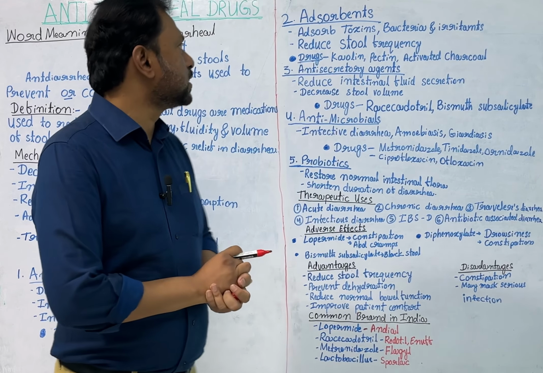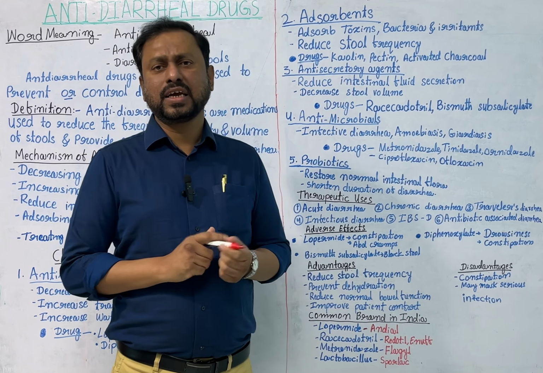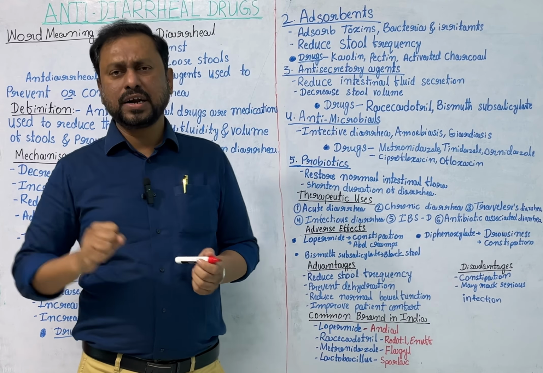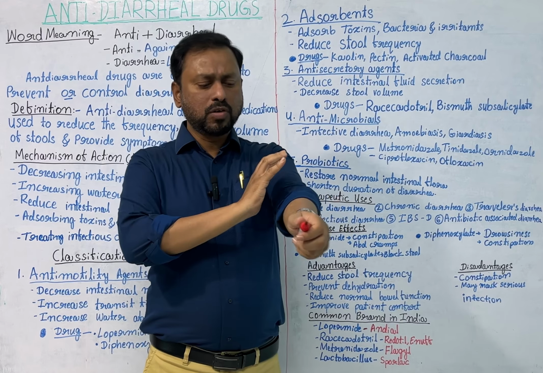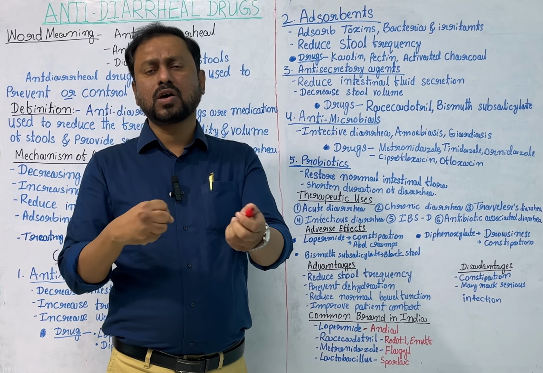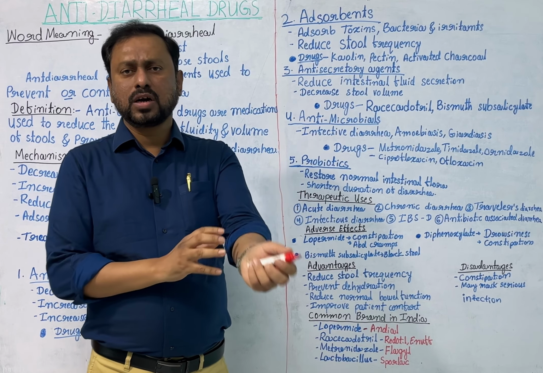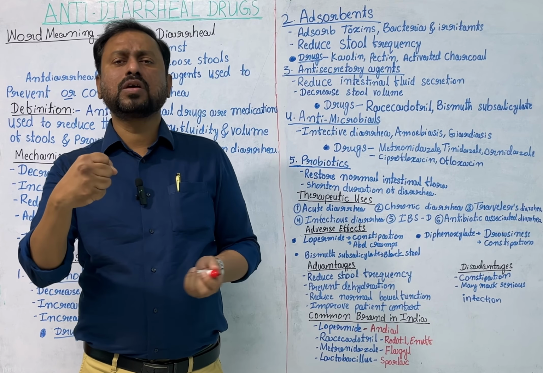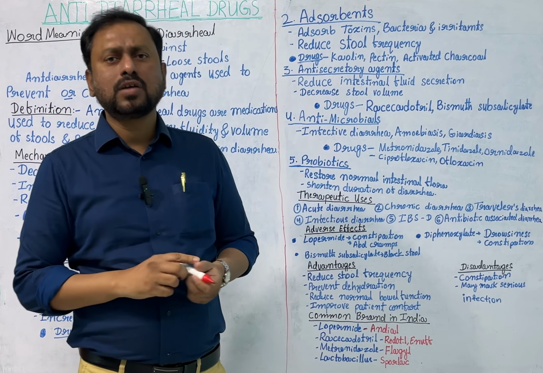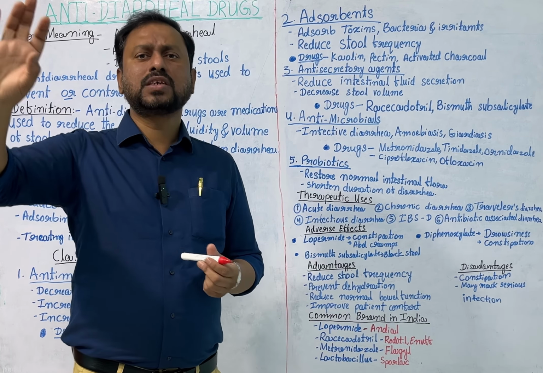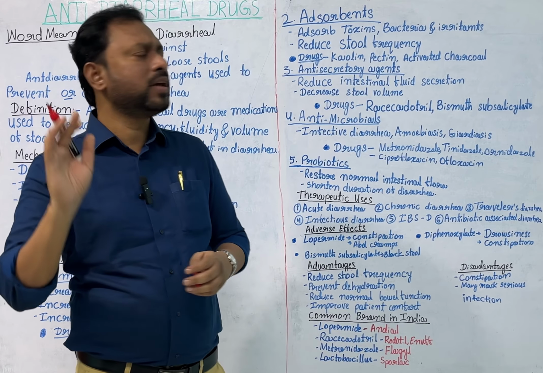The second class is the adsorbents. These class of drugs are like a dry cloth or a sponge. Whenever you rub it, all the toxins or microorganisms are absorbed in the sponge or in the dry tissue paper. Like that, it absorbs all the microorganisms as well as the toxins from the intestine, and they are expelled out. Due to that, the patient's symptoms are relieved.